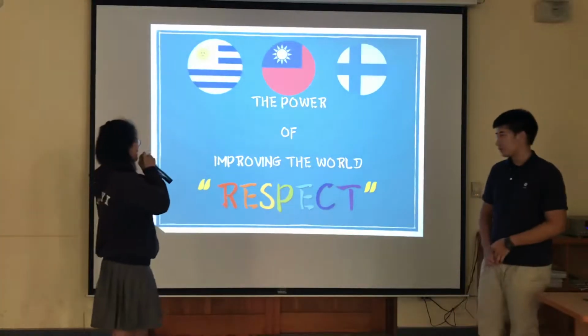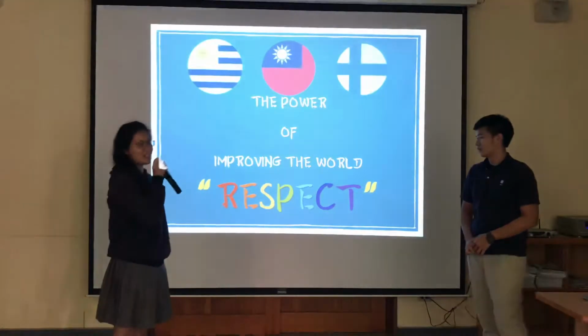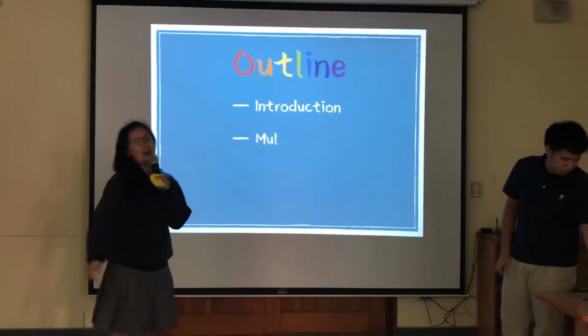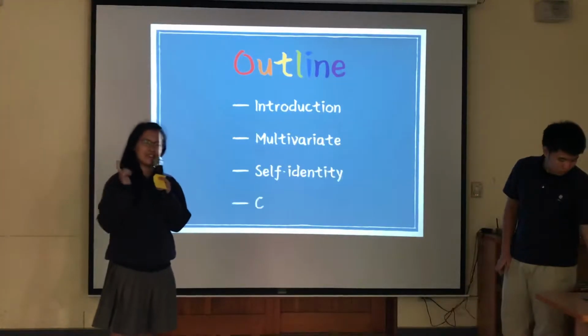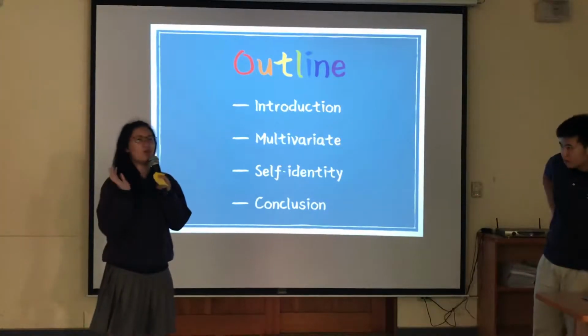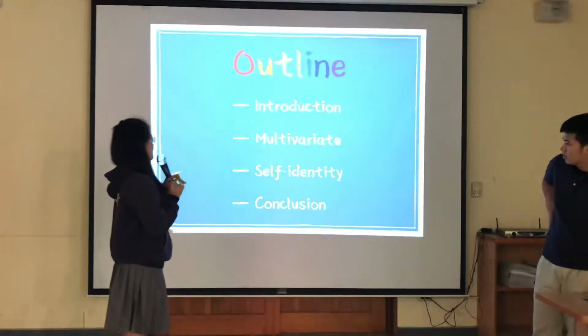I'm Kenny. So today our topic is the power of improving the world, respect. And here is our outline. As you can see, the color is in 7, it's rainbow's color. So I guess probably you know what we are going to introduce, but still, let me do a brief introduction.